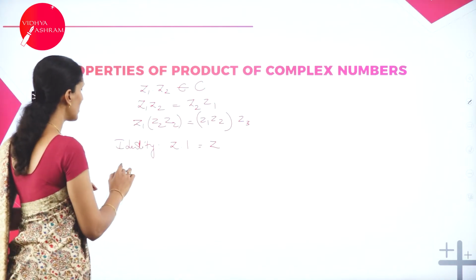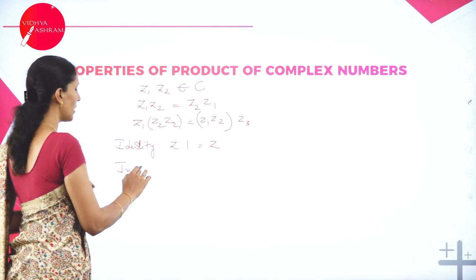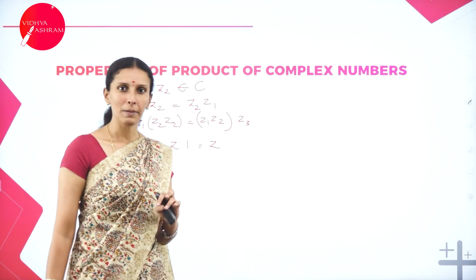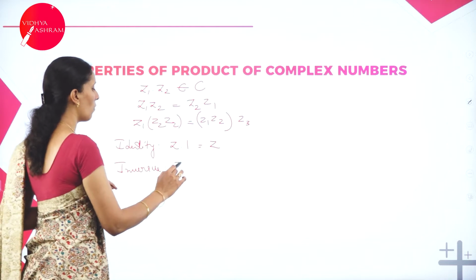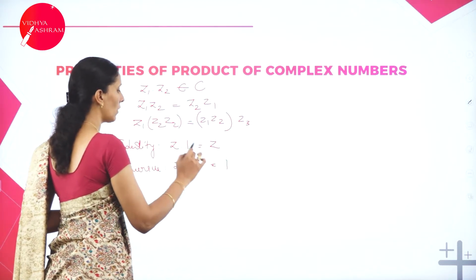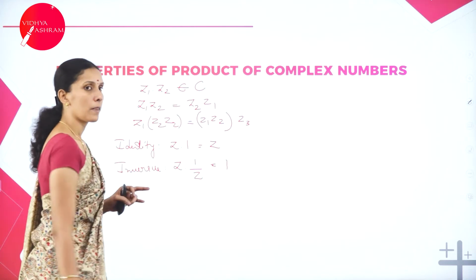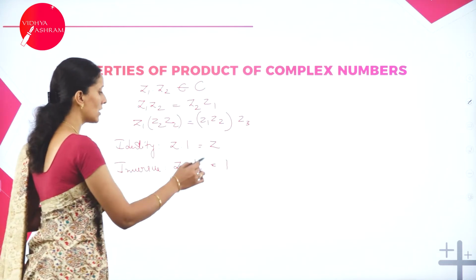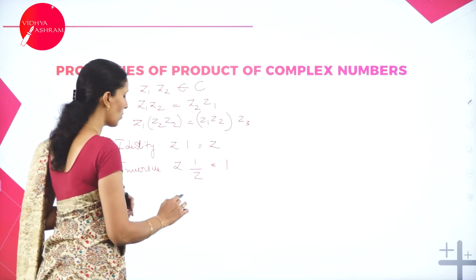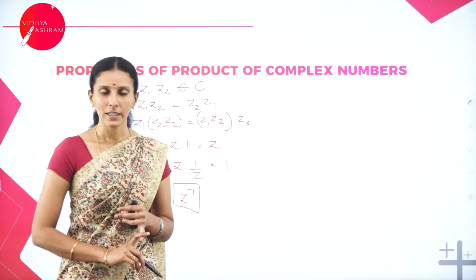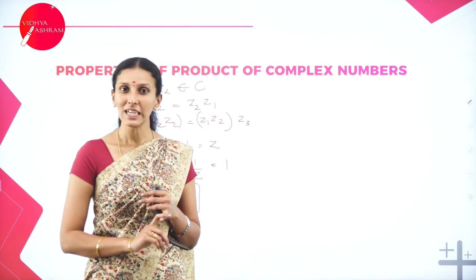Next, we come across the multiplicative inverse. For the multiplicative inverse, what must be multiplied so that you get the multiplicative identity, that is 1? It is 1 by Z. Usually this multiplicative inverse is denoted by Z inverse. So Z inverse is the multiplicative inverse of Z.